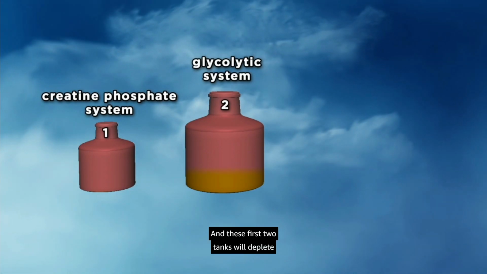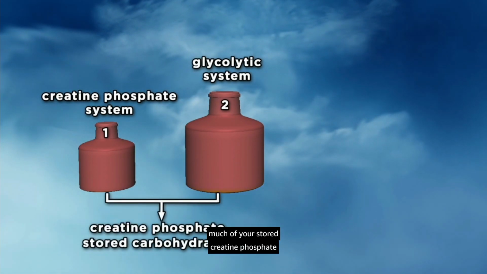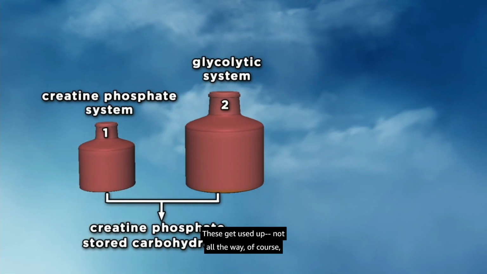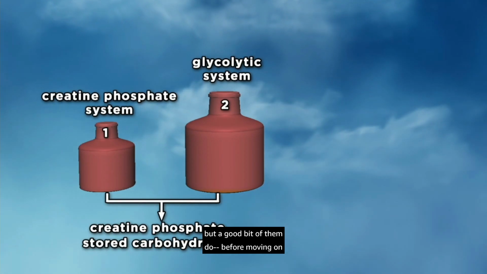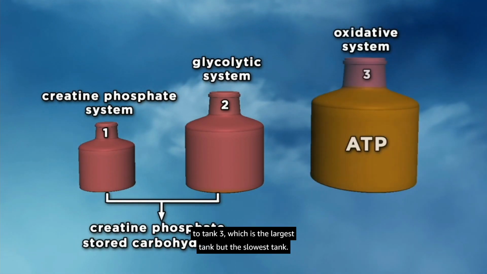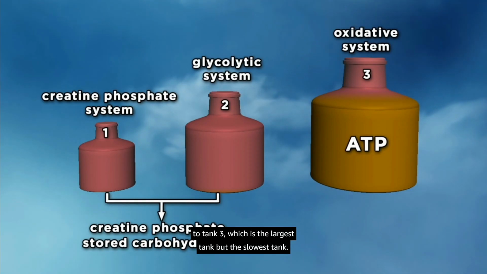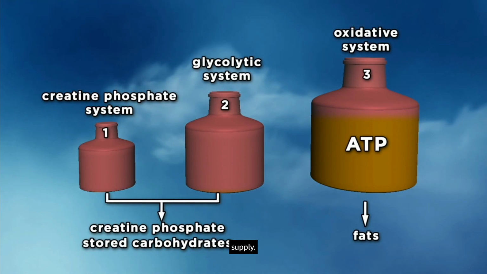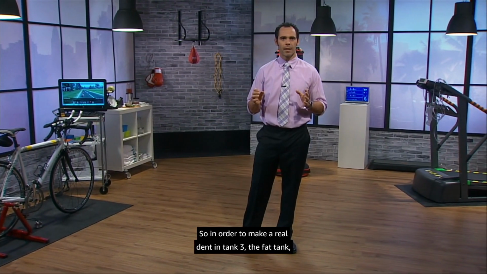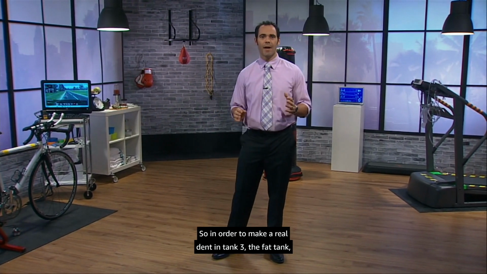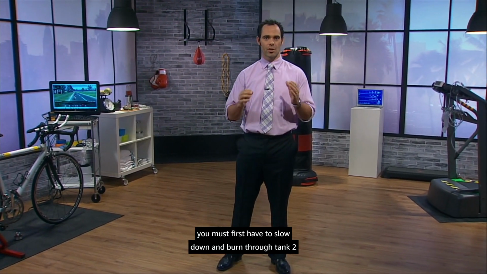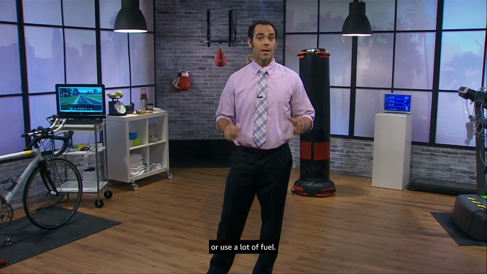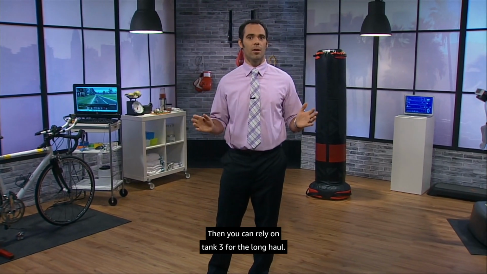And these first two tanks will deplete much of your stored creatine phosphate and your stored carbohydrate to use as a fuel. These get used up, not all the way of course, but a good bit of them do, before moving on to tank 3, which is the largest tank but the slowest tank. This tank uses fat for the largest part of its fuel supply. So in order to make a real dent in tank 3, the fat tank, you must first slow down and burn through tank 2 or use a lot of fuel. Then you can rely on tank 3 for the long haul.